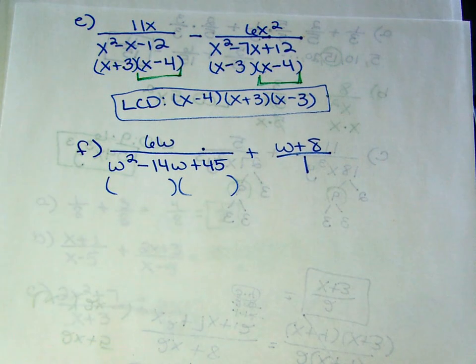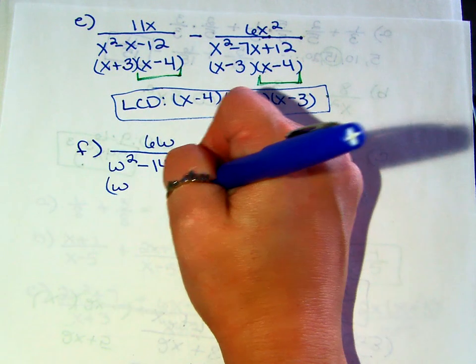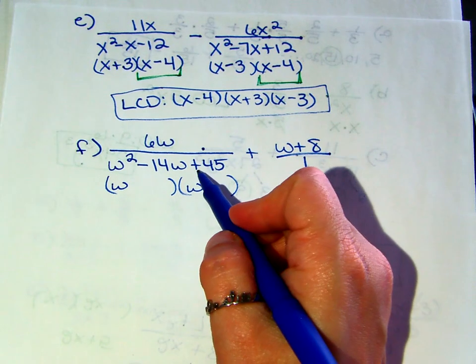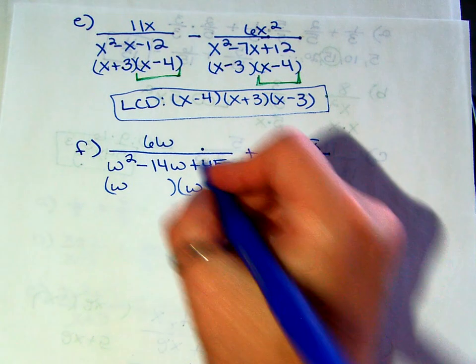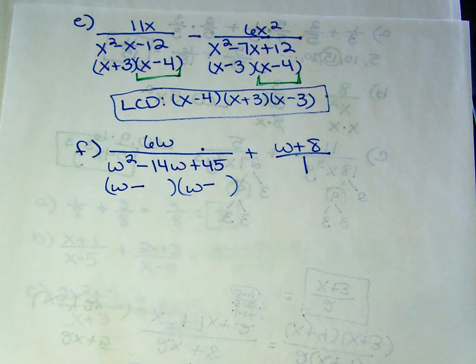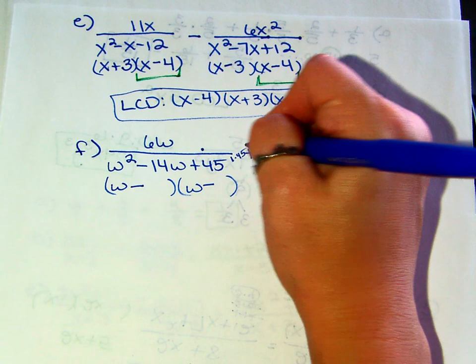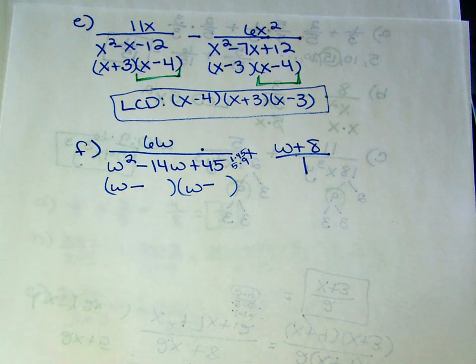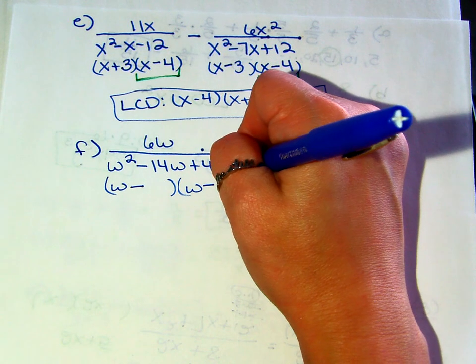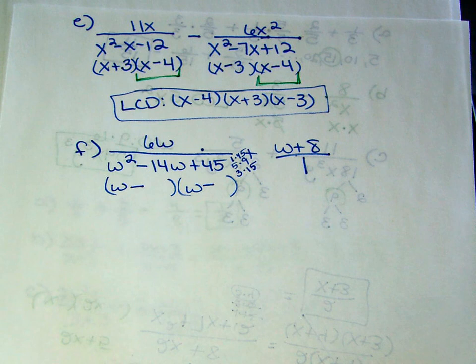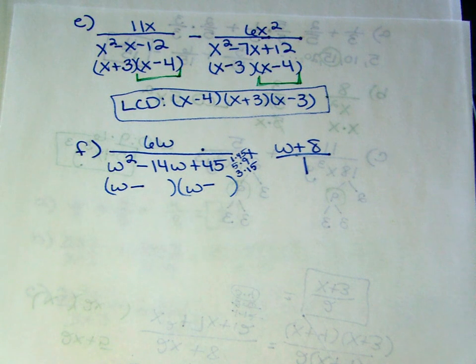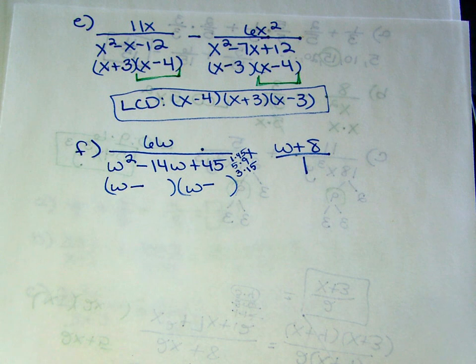The w squared means I have w and w. The sign in front of my c is positive, so my signs are the same. Since the sign in front of my b is negative, they're both going to be negatives. So I need factors of 45 that add together to give me 14. Well, 1 and 45, 5 and 9, 3 and 15. I don't know if there's any others. So which of those pairings would add together to give me 14? 5 and 9, and since the signs are both negative, it doesn't matter which one I stick where.